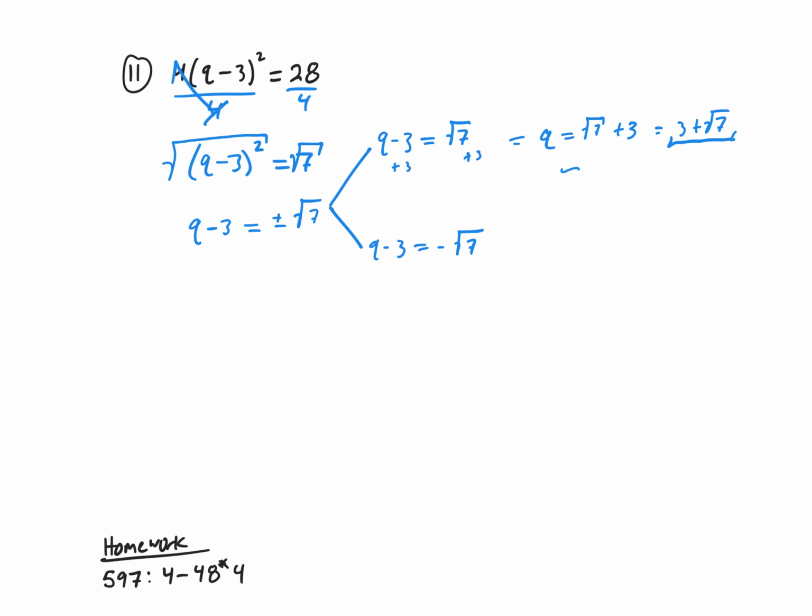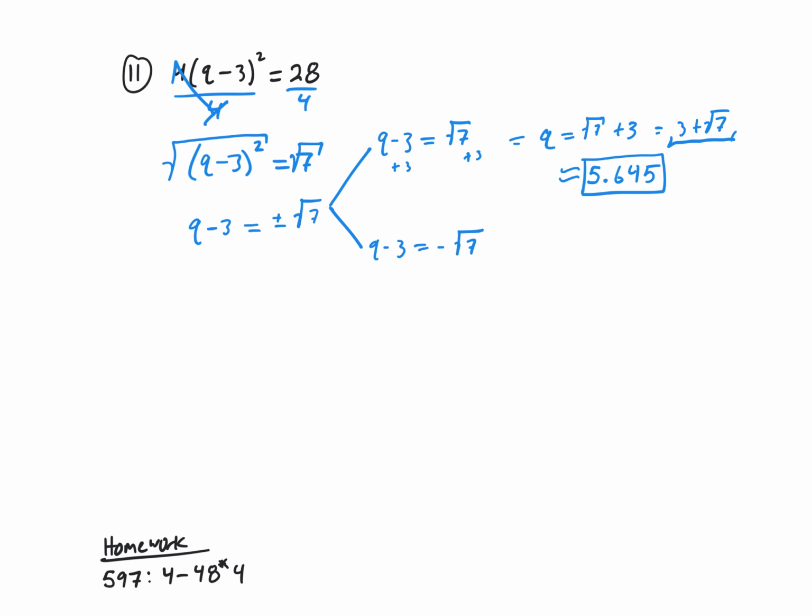Or if we wanted to approximate, I'll have to plug that in my calculator. I'll just plug in 3 plus the square root of 7, and I will get approximately 5.645. So this is one of my answers.